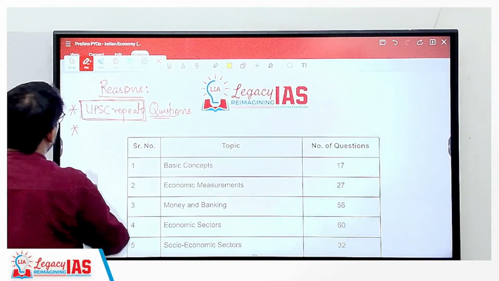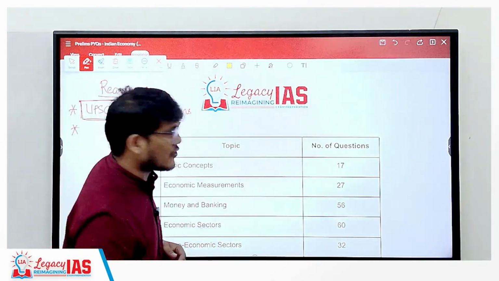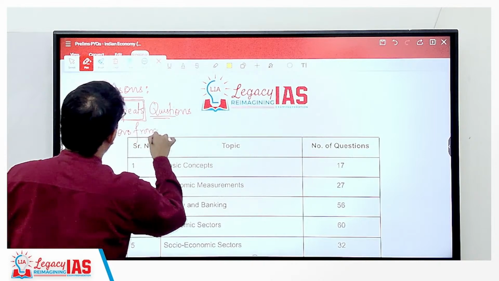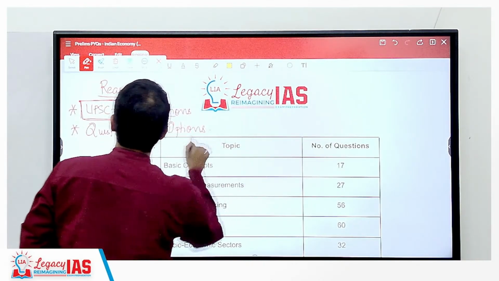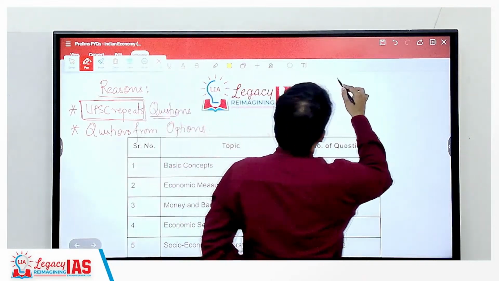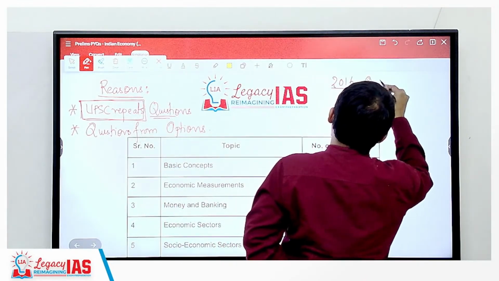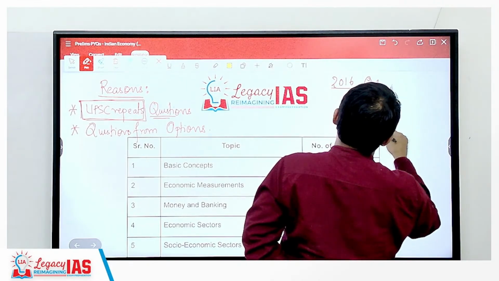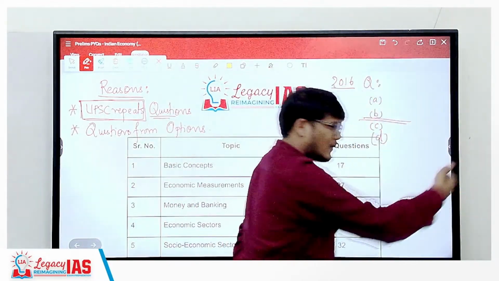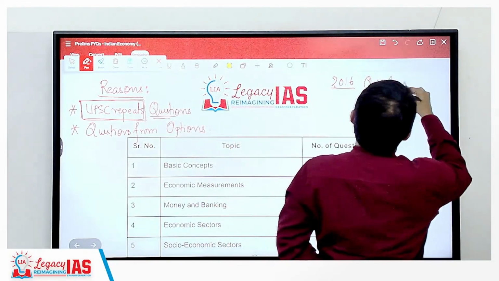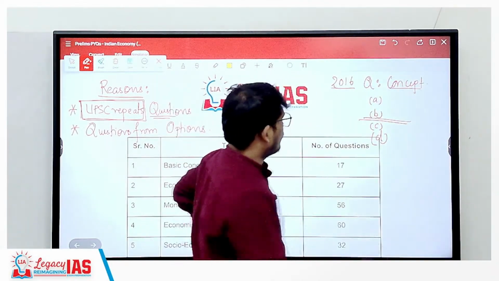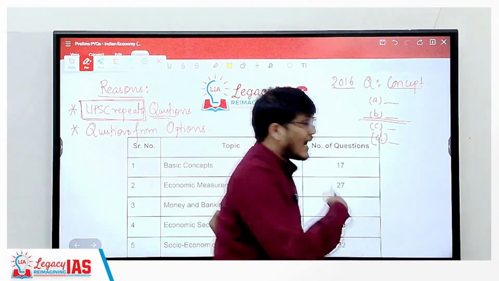So that is one thing. What about the other? The next thing is UPSC makes questions from options. What do I mean by this? Let's say in 2016 a question was asked which, of course, had 4 options. One of them may be correct, and the remaining 3 will of course be incorrect. So UPSC may have asked, let's say, a concept, like this statement defines which of the following concepts. So there may be 4 different concepts given over here, and one of them is right.